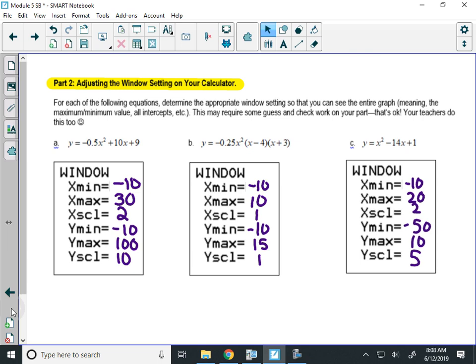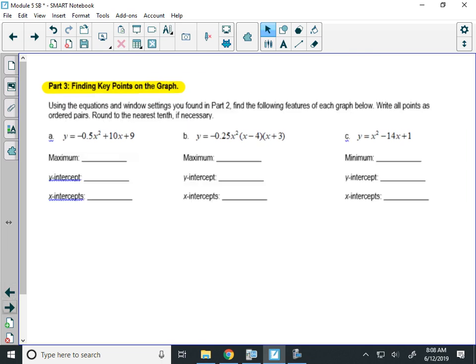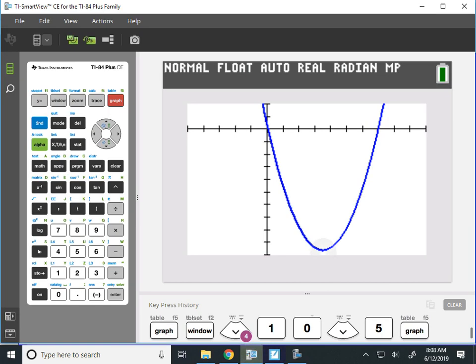Okay? So using those same window settings, in part 3, we're going to use the same equations, the same window settings. This time we're going to find the maximums, the minimums, and the y-intercepts. So since I already have C graphed on my calculator, let's start with C. X squared minus 14x plus 1. We want to find the value, the ordered pair at the minimum of my graph, the bottom.